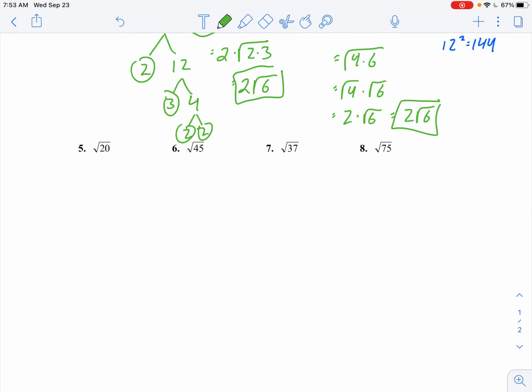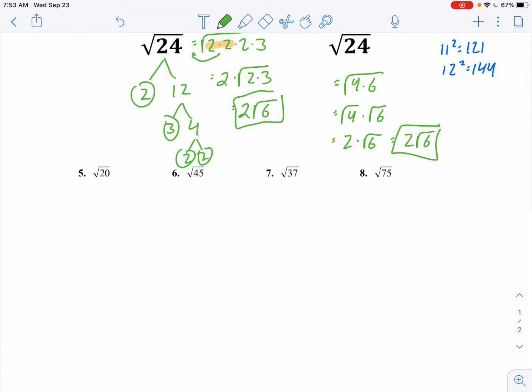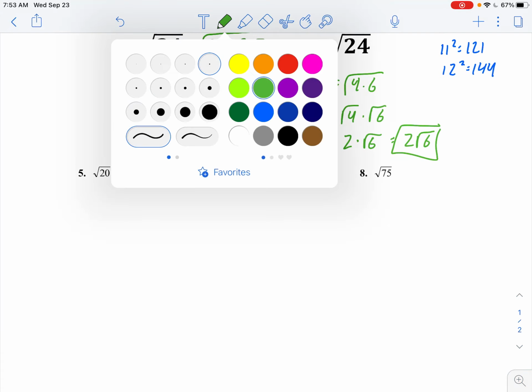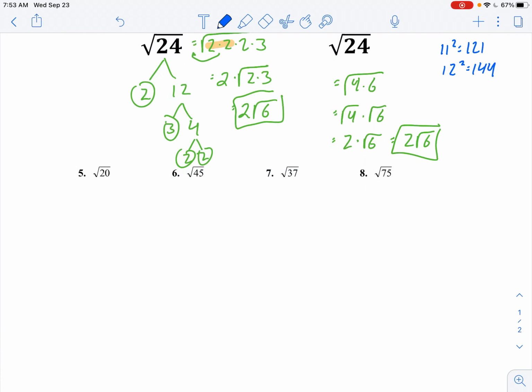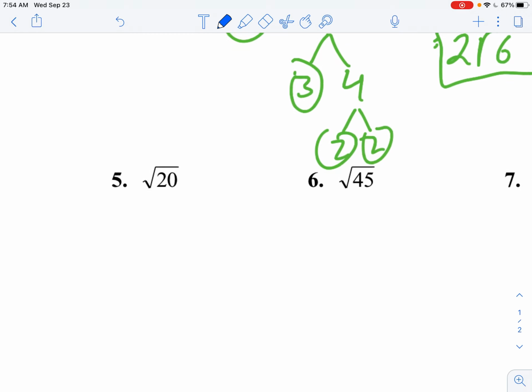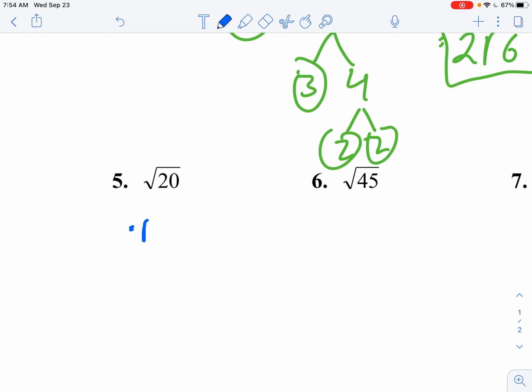I'm going to do a couple more problems here, and then we'll get started on some practice. So I'm going to do these my method using the perfect squares. You can use either method you want. Let's see, the square root of 20. I know 20 is 4 times 5. And since I know the square root of 4 is 2, I can write a 2 on the outside and leave the 5 underneath the radical. So the square root of 20 is equivalent to 2 times the square root of 5.